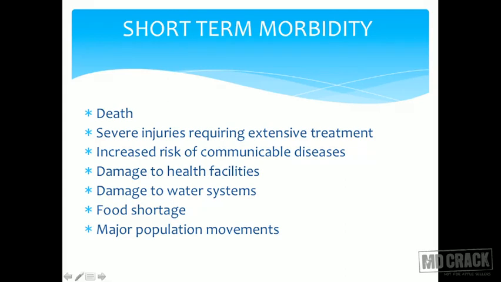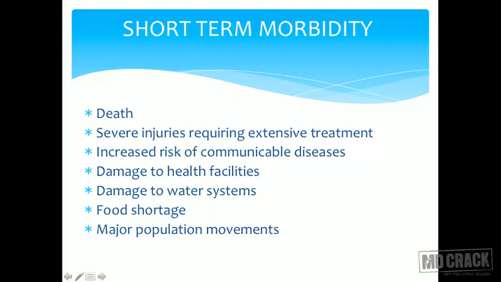Severe injuries requiring extensive treatment is another category. Increased risk of communicable diseases, we saw how that can happen. Damage to healthcare facilities is a big problem. What happens usually after a disaster is that people rush to the healthcare facilities. Healthcare facilities are then the temples. It does not matter what kind of healthcare the healthcare facility was giving earlier. After a disaster, everybody comes to the healthcare center.